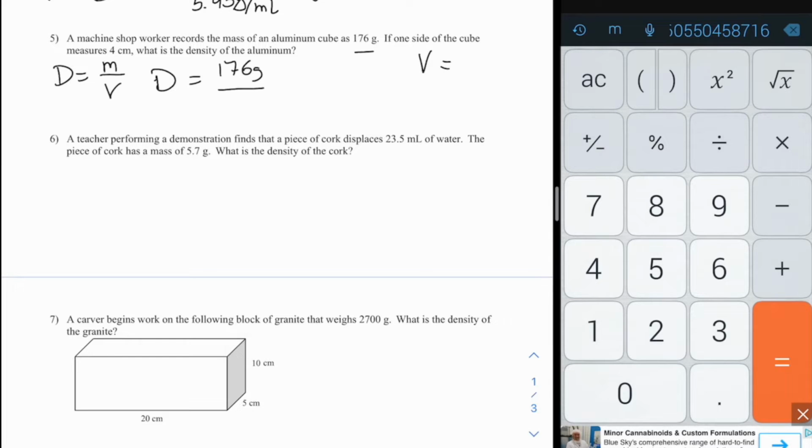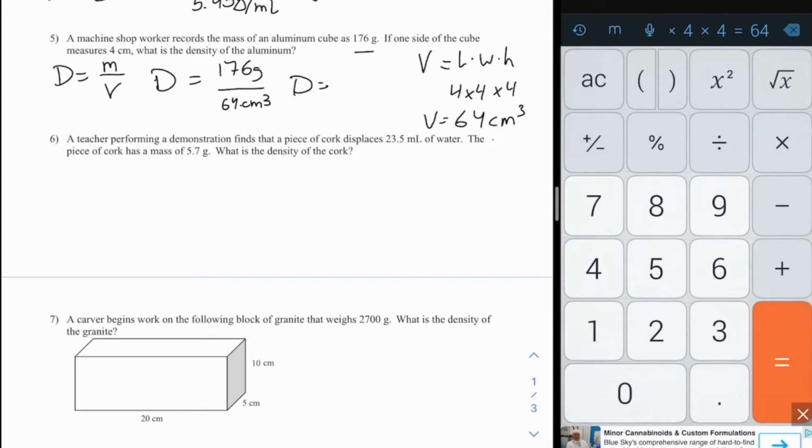This one is a cube that measures 4 centimeters. So I've got a cube, 4 centimeters. Remember, that's going to make it a cube, so it's going to be 4 centimeters on all sides. So remember, volume is length times width times height when it's a solid. So we'll get that out of the way. That's going to be 4 times 4 times 4, 4 cubed, 64 centimeters cubed.